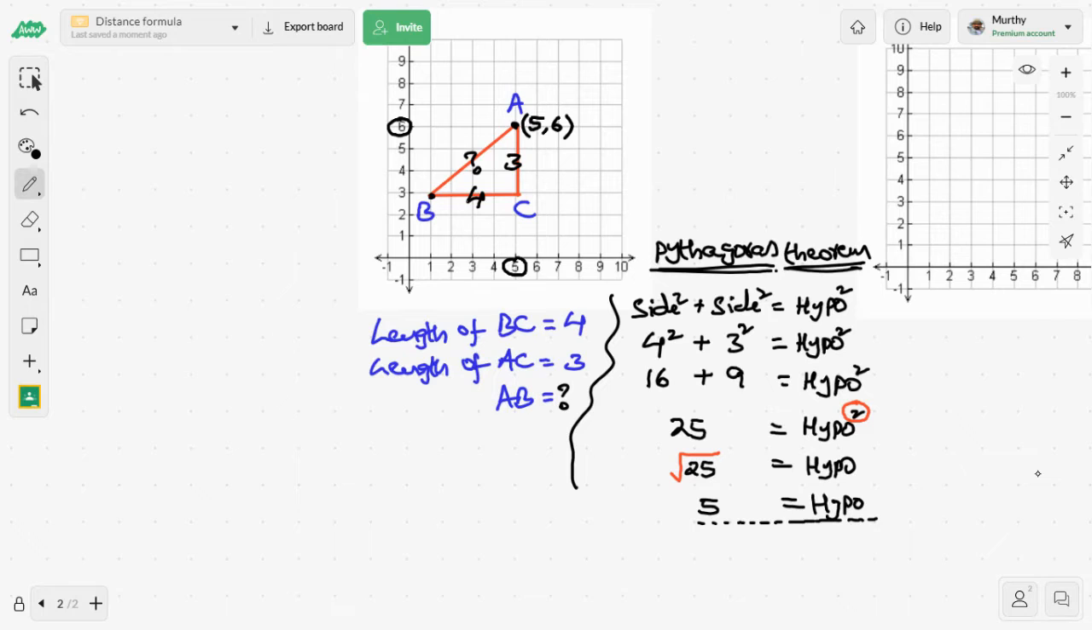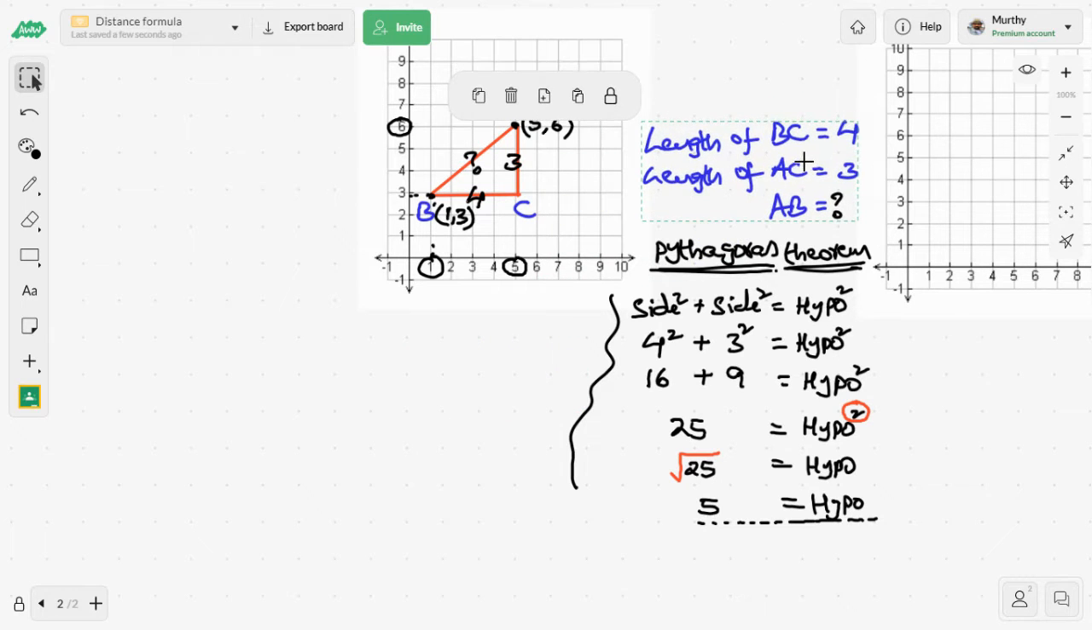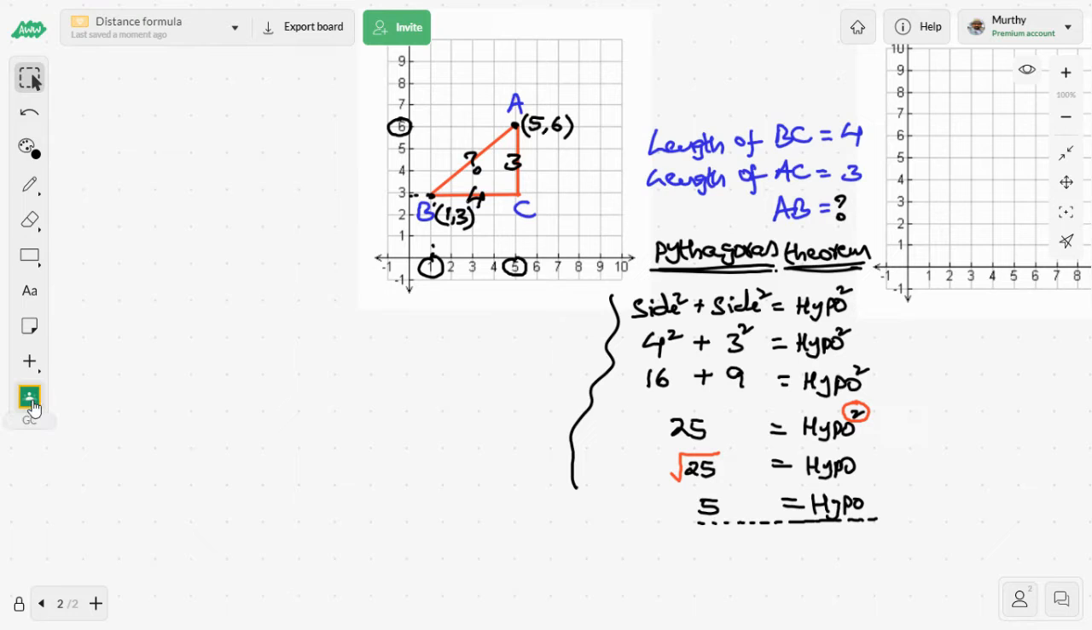Point B, you can see that x is 1 and y is 3. Therefore, it is 1, 3. So, in case I'm using the distance formula, let me move this part from here to here so that I get some extra space. The distance formula equals the square root of x2 subtract x1 whole square plus y2 subtract y1 whole square.